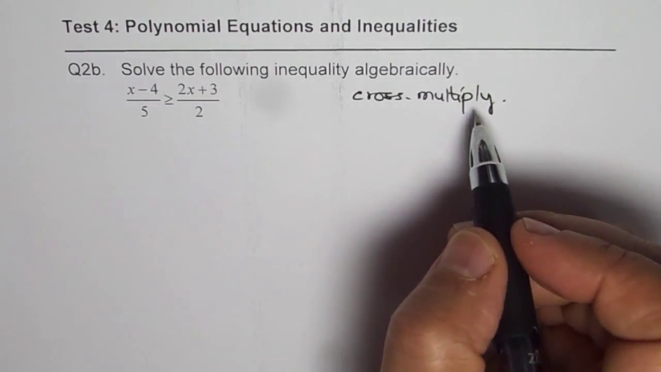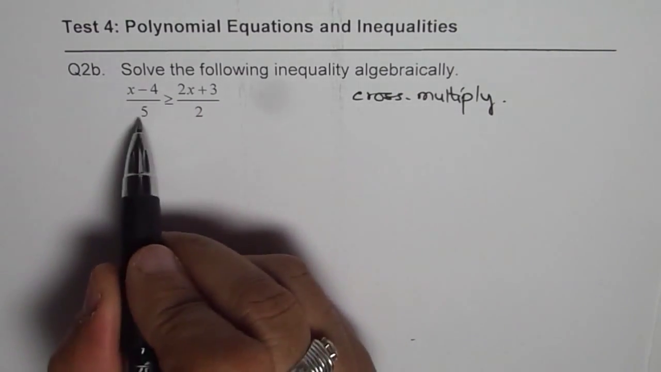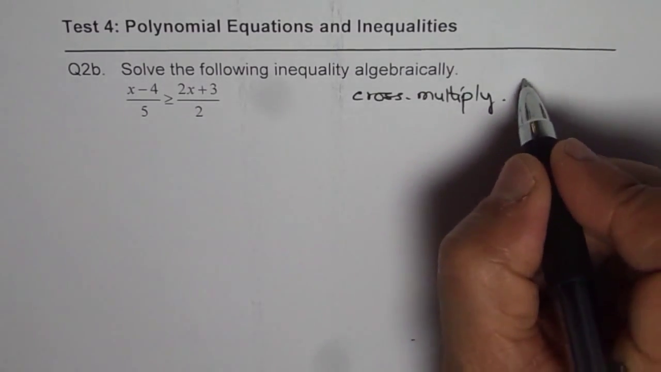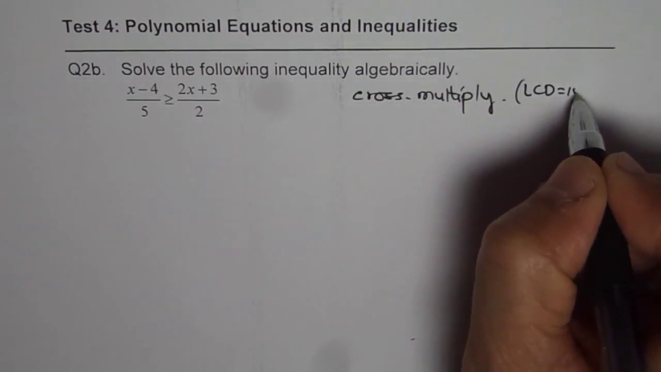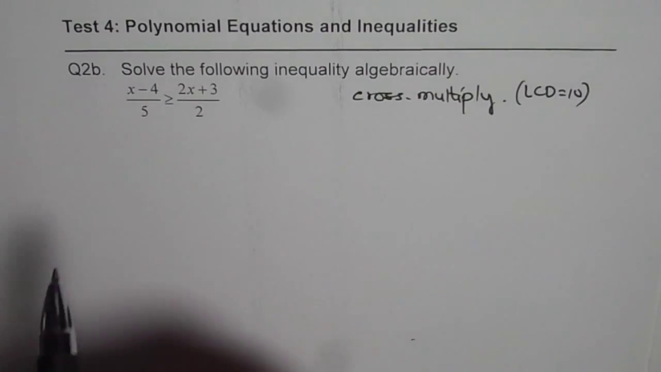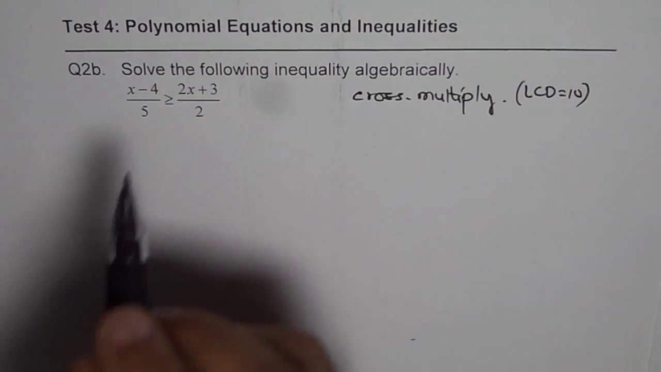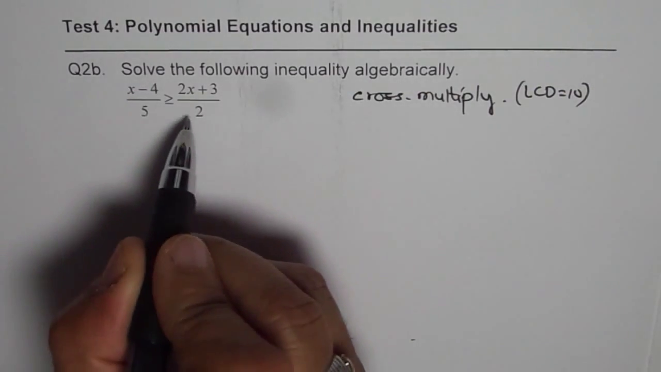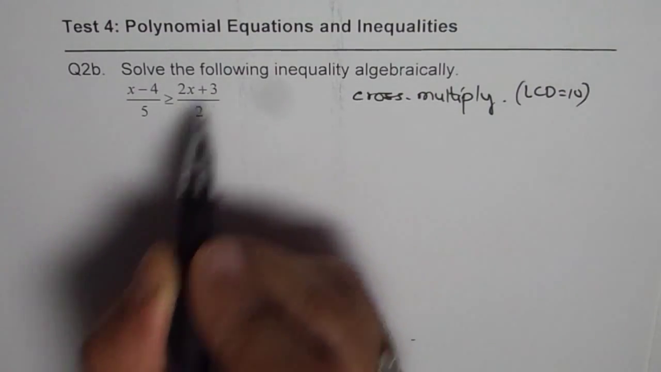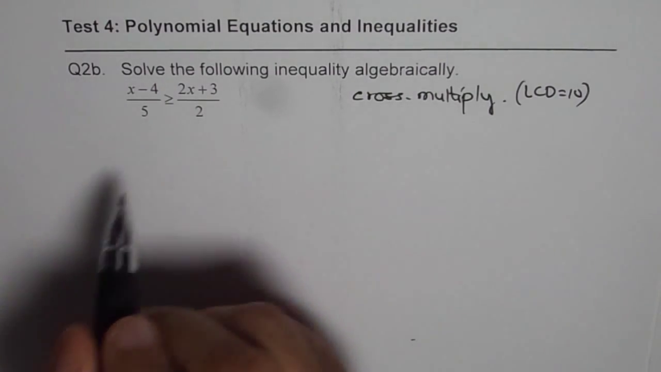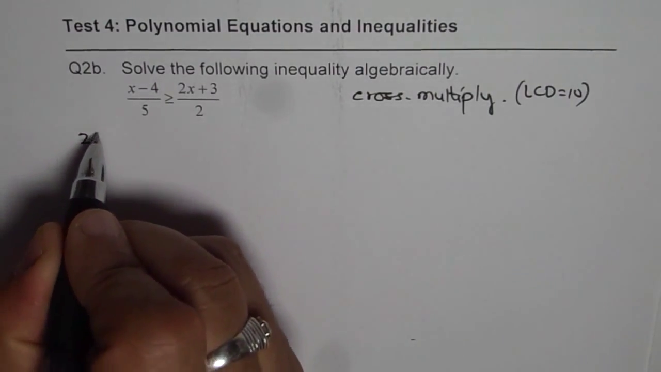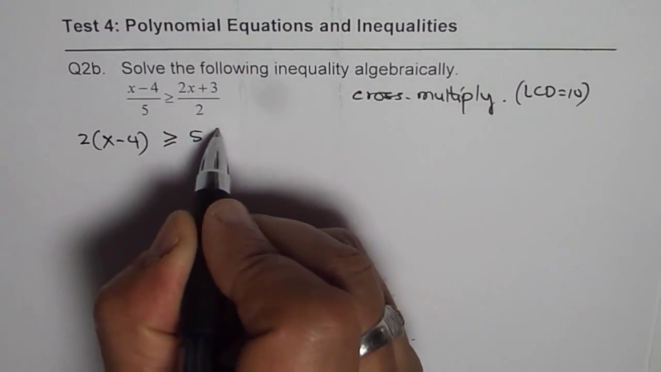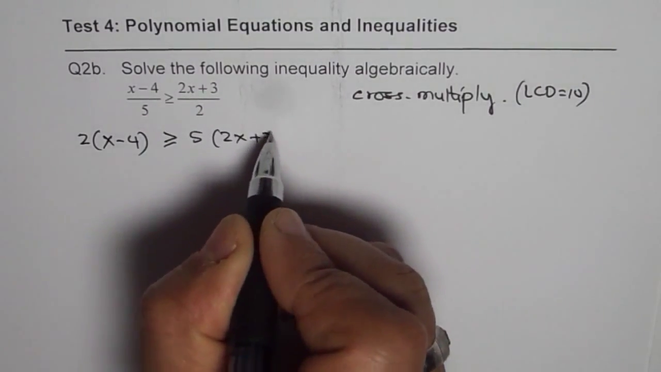Well, it is the same as taking a common multiple, which is 10. The lowest common denominator is 10. As some people may say, LCD is 10. You could also multiply by 10 on both sides and get the same result, right? So I prefer to call it cross multiply. We'll multiply x minus 4 by 2 and 2x plus 3 by 5. In that way, we'll get rid of the fraction. So we have 2 times (x minus 4) is greater than or equal to 5 times (2x plus 3).